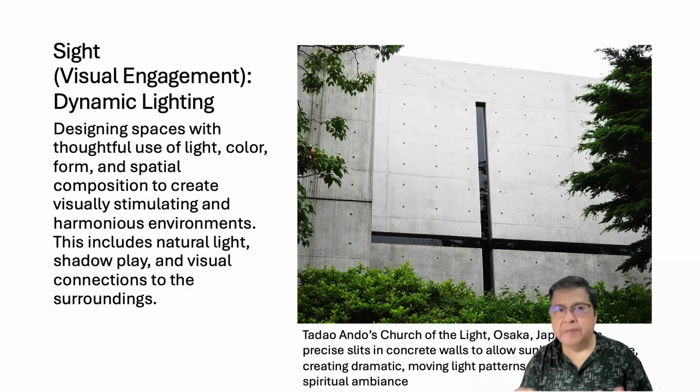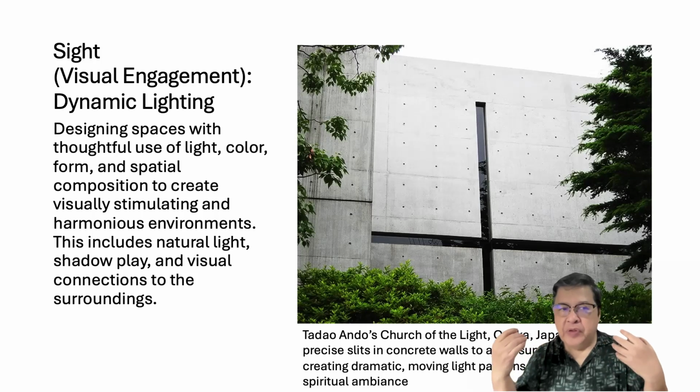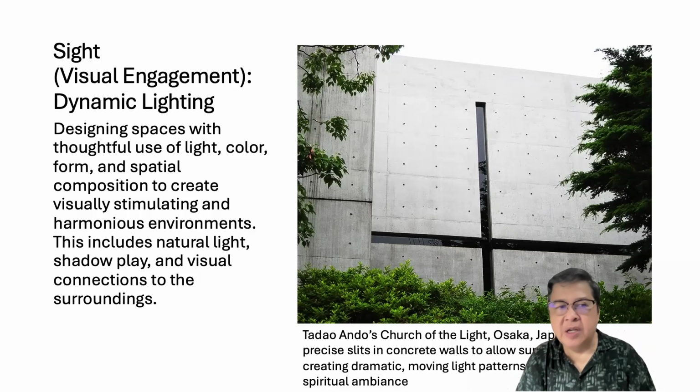Now we look at this first principle, which is sight, or visual engagement, and dynamic lighting. The definition is designing spaces with thoughtful use of light, color, form, and spatial composition to create visually stimulating and harmonious environments. This includes natural light, shadow play, and visual connections to the surroundings.